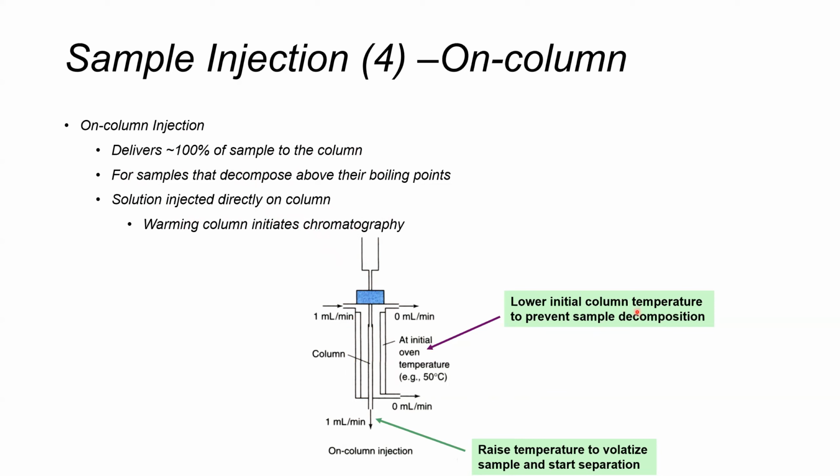The lower initial column temperature is used to prevent sample decomposition, and so we raise the temperature to volatilize the sample and start separation. So we don't want the sample to decompose before it gets into the column.